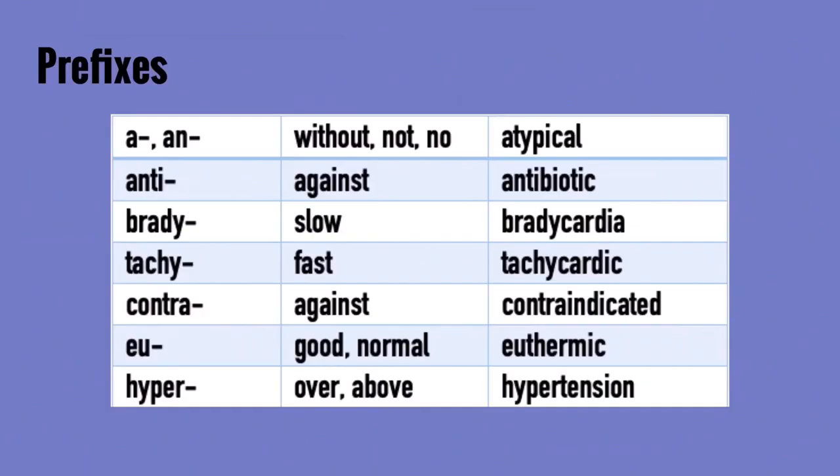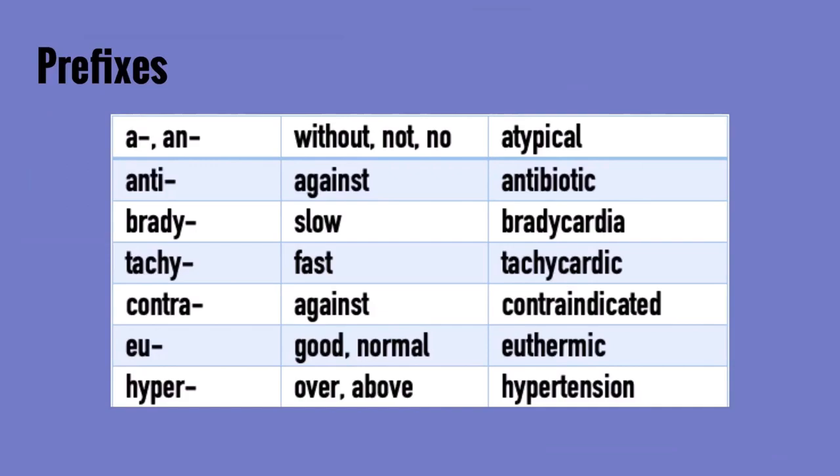So starting with prefixes, we're going to go through these individually. So first, if you see a or an in front of a word, it's going to mean without, not, or no. So I like to think of this as atypical, so not typical. Next, anti, against, so antibiotic or antihypertensive. Brady means slow, so bradycardia would mean a slow heart rate. Tachy means the exact opposite, it's fast, so tachycardic is going to be a fast heart rate.